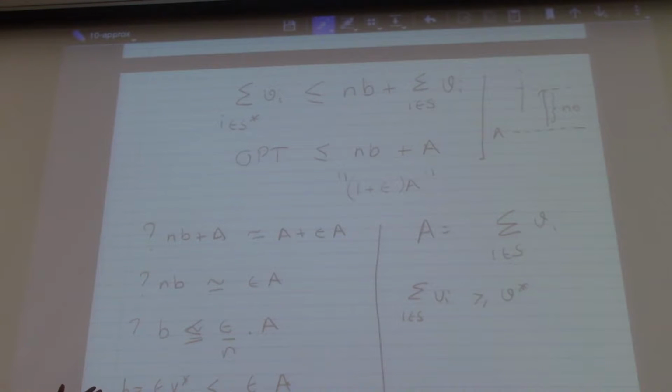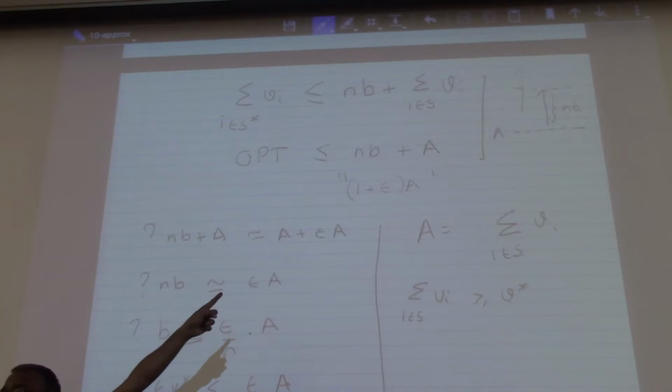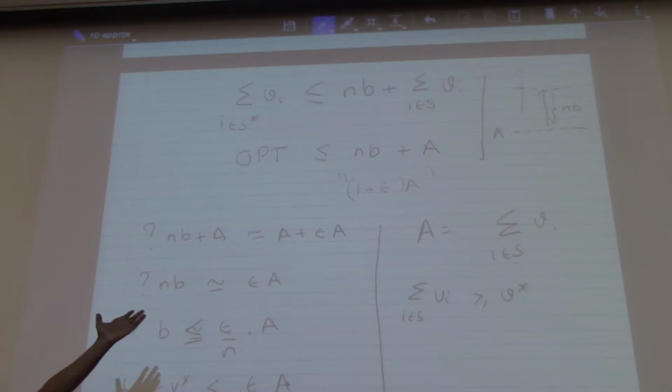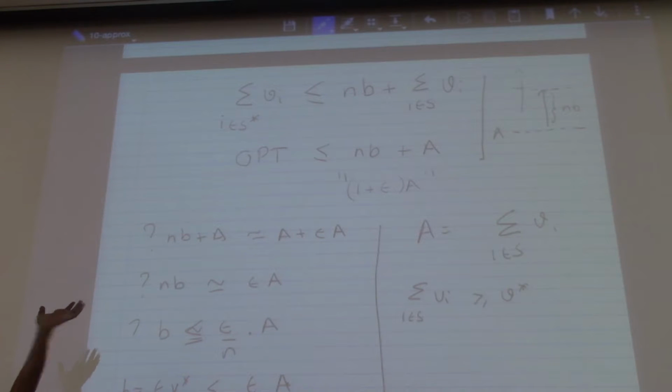We have now shown that by picking B to be this value, it is less than or equal to this value, which means that now we know the optimal solution is less than 1 plus epsilon times our solution. We've already shown that the running time of the algorithm is reasonable. It's n cubed over epsilon, assuming the black box. This is done. QED.